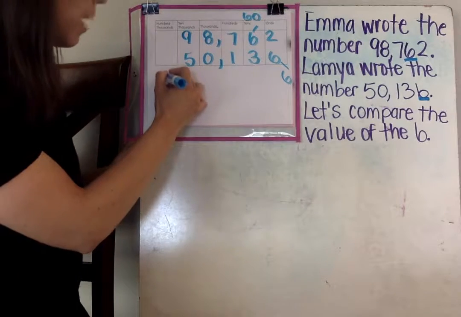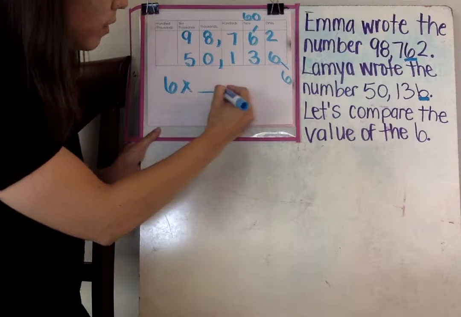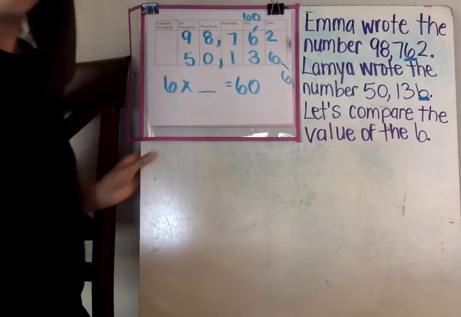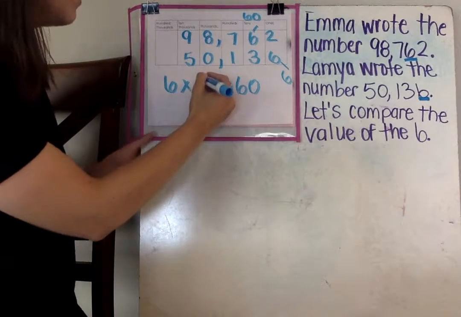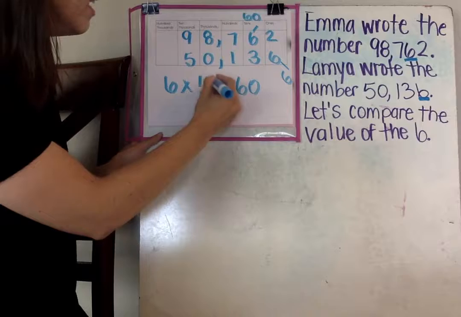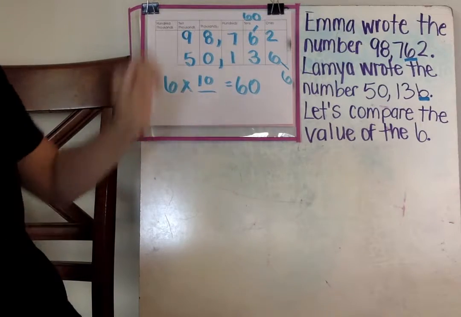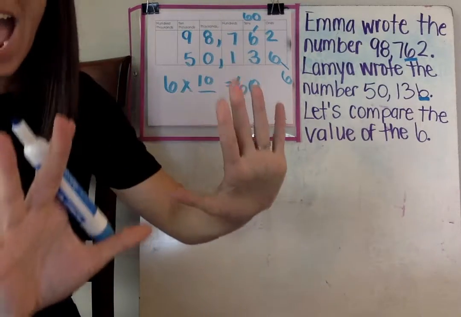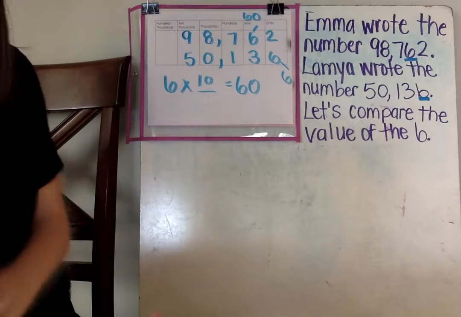So we can actually set up a multiplication sentence. 6 times blank is going to give me 60. Do you know what we can put in this blank right here? 6 times 10. 6 times 10 is 60. So we can say that 60 is 10 times greater than the number 6.